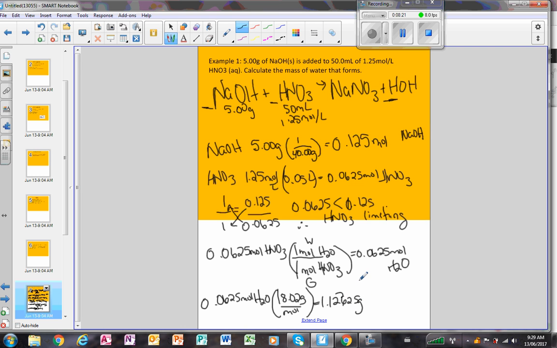And looking at significant digits, when we go up here, we have 5 and 50 and 1.25. Those all have 3 significant digits. So our answer is going to be 1.13 grams of water.